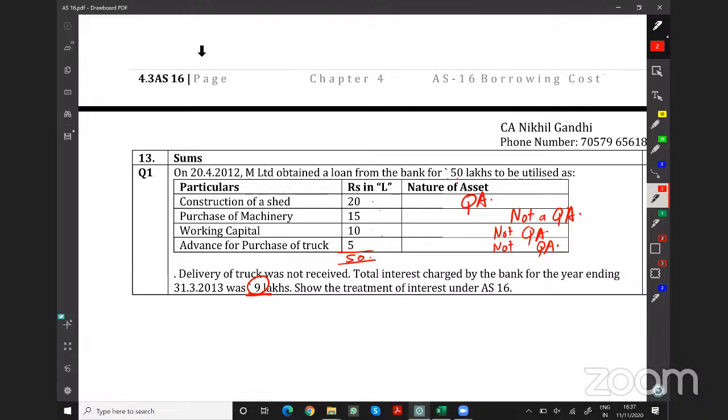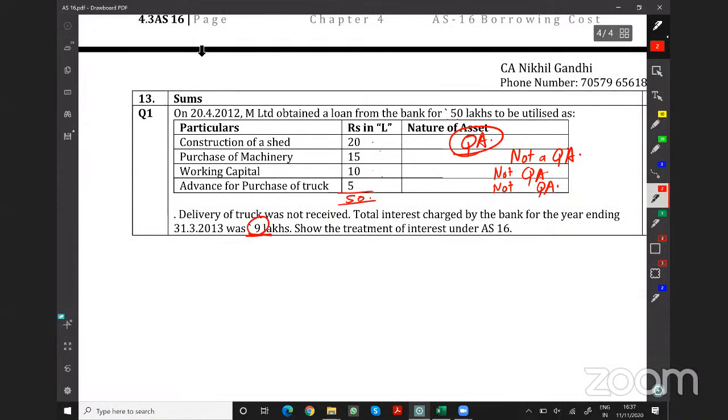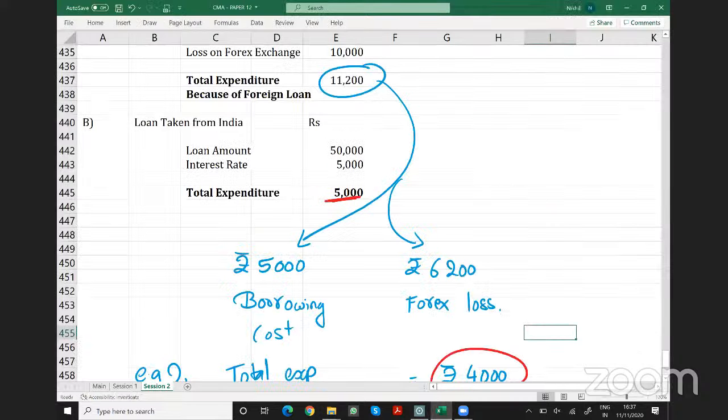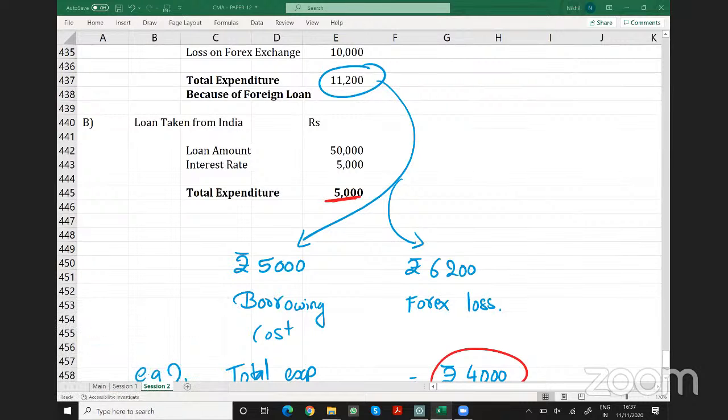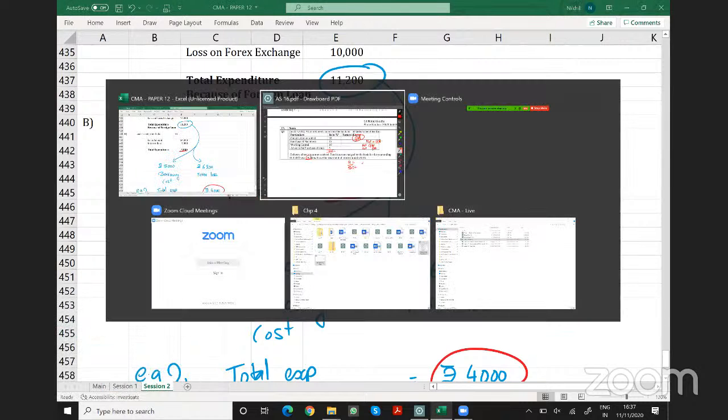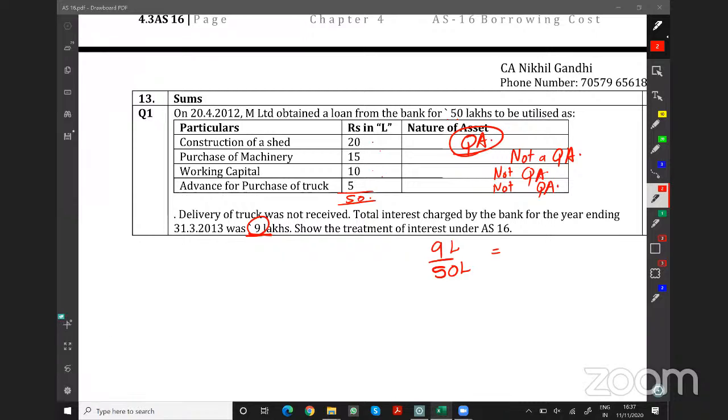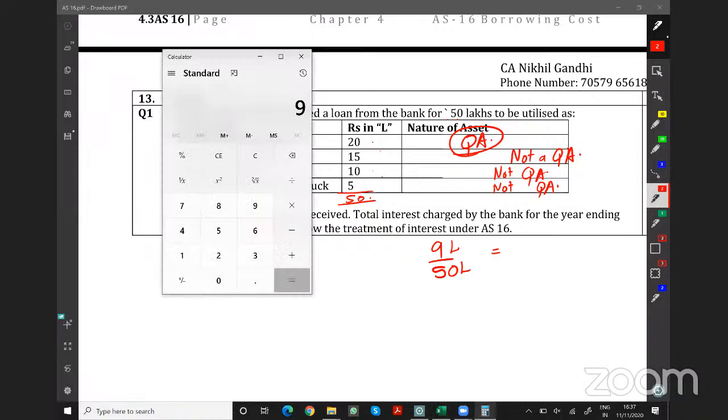So only the interest cost relating to qualifying assets should be capitalized, and the remaining should be debited to profit and loss account. So the rate of interest should be 9 lakhs divided by 50 lakhs. Nine divided by 50. The rate of interest is 18%.